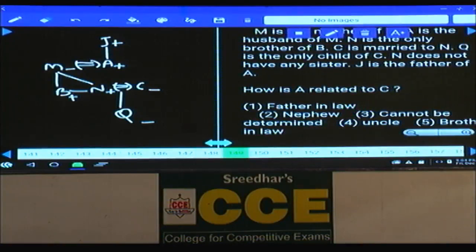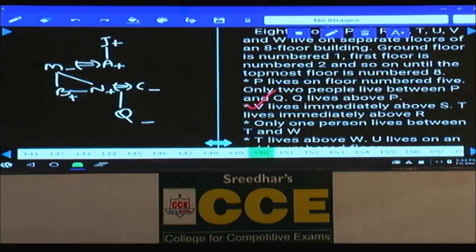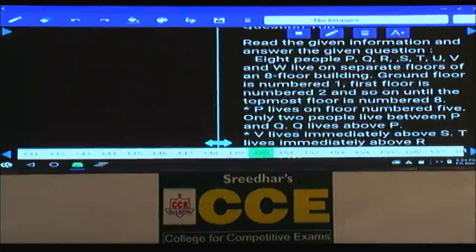Then 149, how is A related to C? Here C's husband, husband's father. Husband's father is father-in-law, that is choice 1. 147 to 149. Then 150 onwards, it is based on floor arrangement.